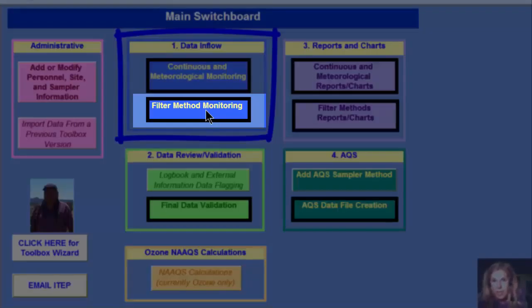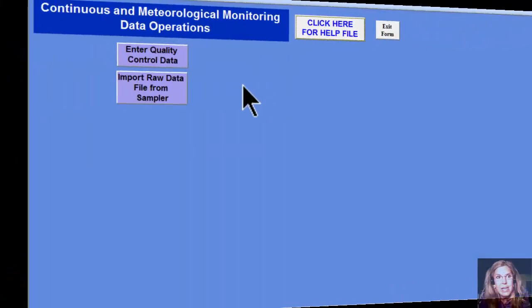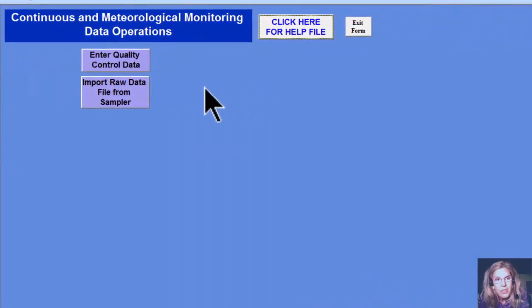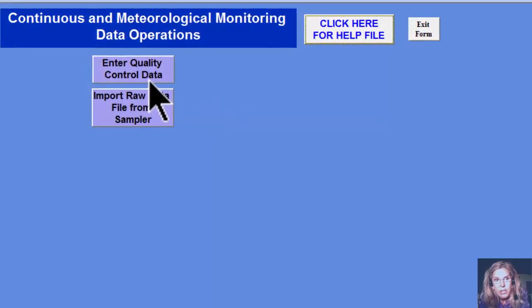However, with filter methods, you have data from your analyzer or about your analyzer and how it ran during that 24-hour run. And then you've also got data, the very important weight of what was on the filter from the laboratory. So you've got 2 sources of a data stream coming in. If you click on this top button, it opens up a form that only has 2 buttons. The top button is enter quality control data.